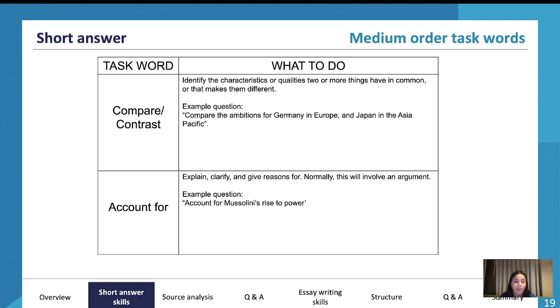So a lot of the time, account for comes up in account for the perspective of this source, if it was to refer to the source. And we're going to really look into perspective, because there are parts of that you can pre-prepare. But account for is looking for that explanation and that reason. And again, it's an argument. While when you're doing a describe, you're not making any argument at all. So as we come to these medium order task words, there's just a bit more critical thinking required.